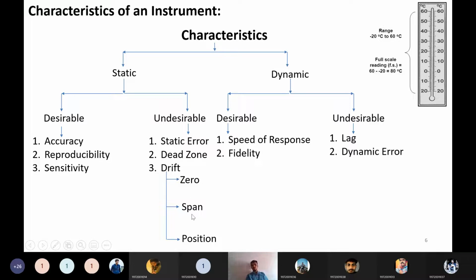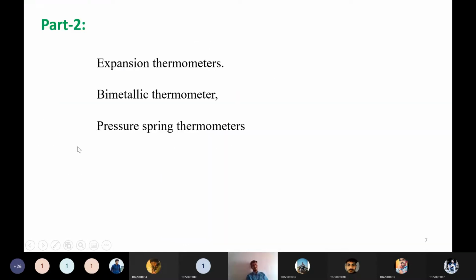One is zero drift, then span drift and position drift. Further, these dynamic characteristics are divided into two different subsets: desirable characteristics and undesirable dynamic characteristics. In the desirable dynamic characteristics, speed of response and fluidity are there. In the undesirable dynamic characteristics, there is lag and dynamic error. These we have discussed in detail, what each characteristic is.